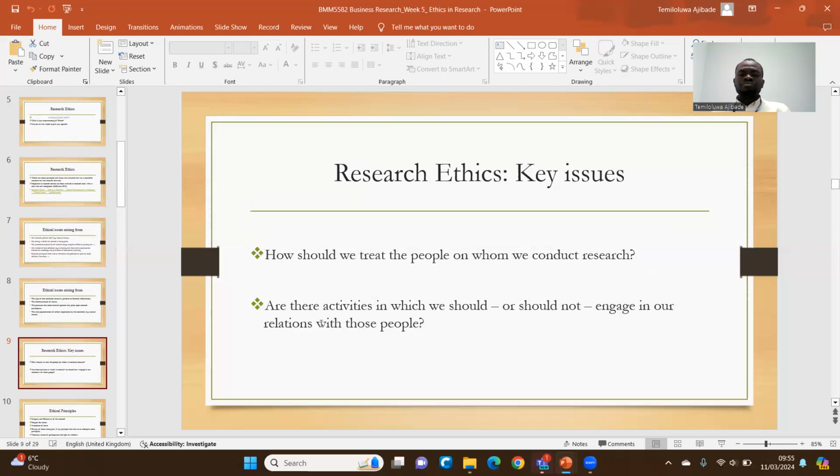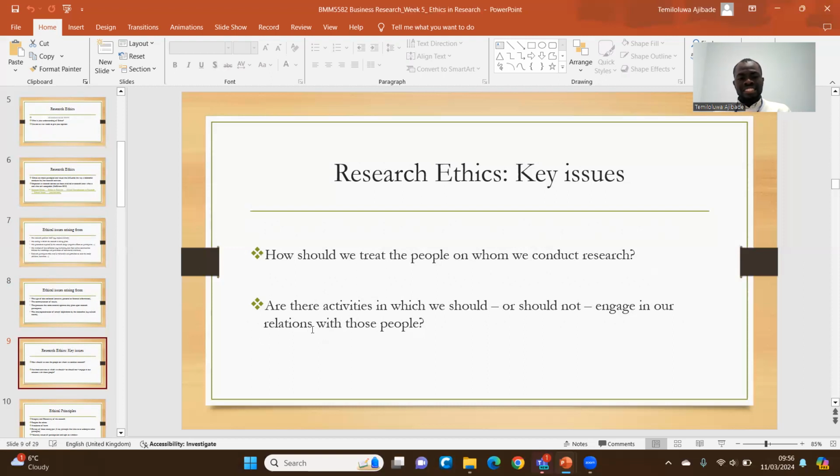So now, some key issues that we need to take into consideration in research ethics is how we treat people when we conduct research. This is very, very important. How do we treat people? We need to understand that we are humans. Humans need to be treated with dignity and respect.